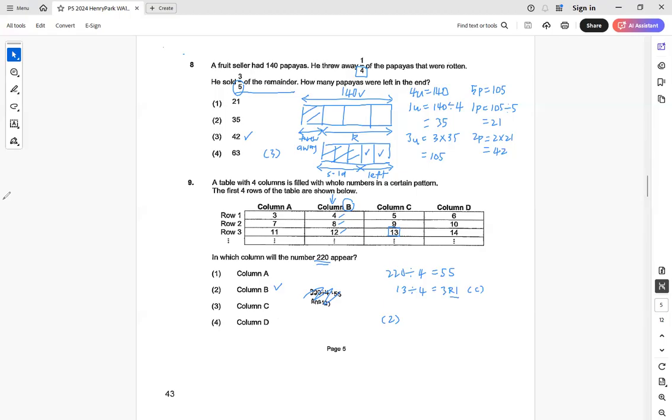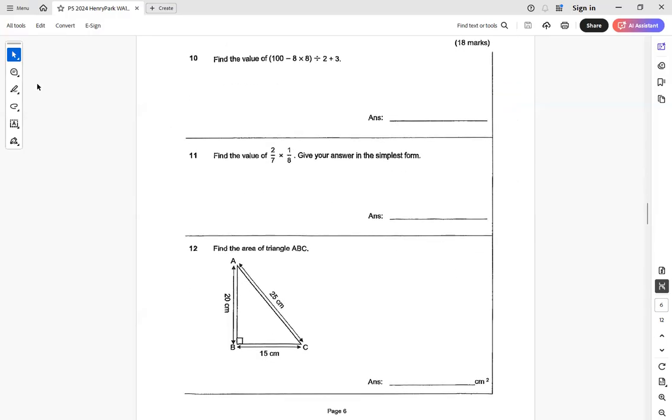Okay, so let's move on to question 10. Find the value of this expression here. When we look at this, we have to remember our order of operations. First, we have to do the brackets. Inside the bracket, there's also minus and times, so we have to do the priority, the multiplication, first. So I'll underline this to say that I'll do this first. The rest that you're not solving, you just copy down. So the 100 I'm not touching. 8 times 8 will give you 64. Then you write down the rest that you're not solving yet.